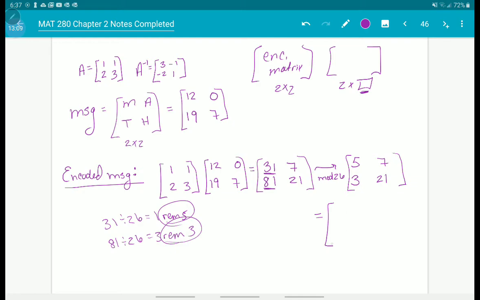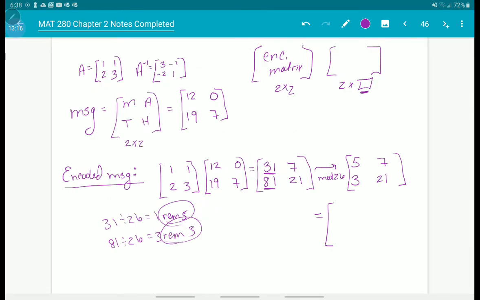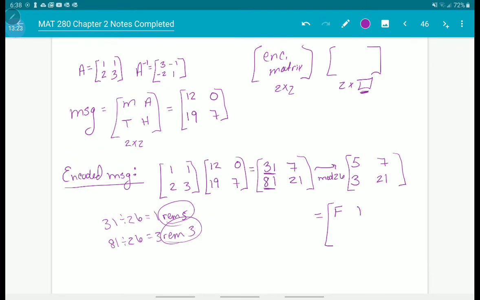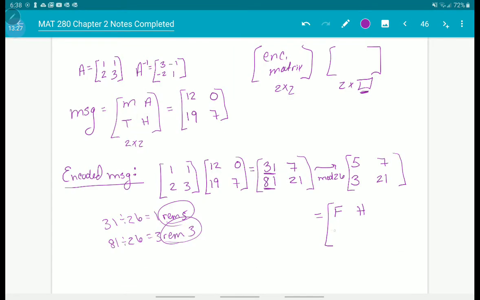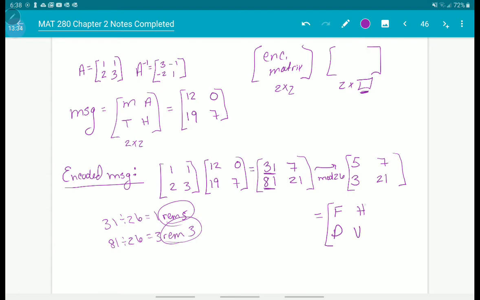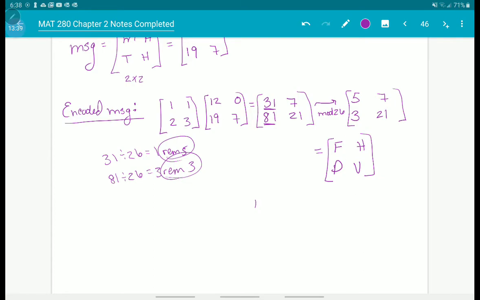So now we're going to go back to that table and we're going to say, we need a 5. Well, 5 was the letter F. 7 was the letter H. 3 was the letter D. And then 21 was V. So then your encoded message would be FHDV.